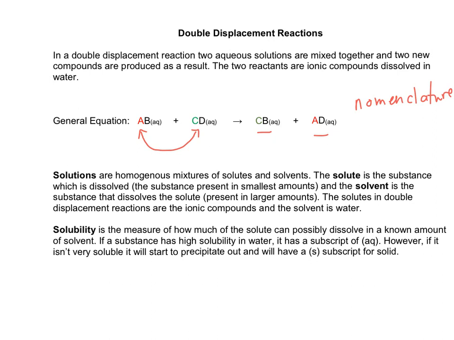Solubility is the measure of how much of the solute can dissolve in a known amount of solvent, like 100 milliliters of water or 1 liter of water. If a substance has a high solubility in water, that means it's very soluble, you can dissolve lots of it. It has a subscript of AQ. However, if it's not very soluble, it starts to precipitate out, so you start to see solid pieces floating in solution and coming down, and we would write that as a subscript S for solid. So precipitates, you write with an S for solid subscript.